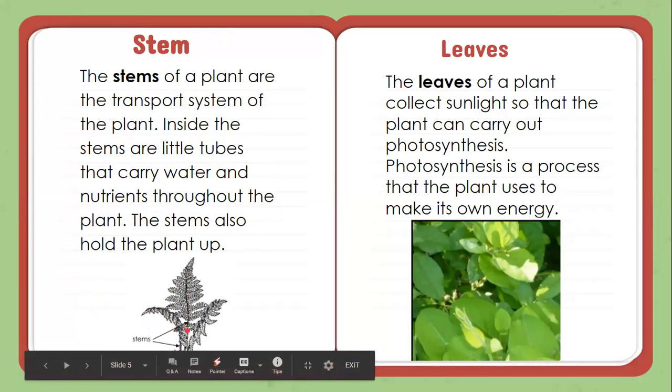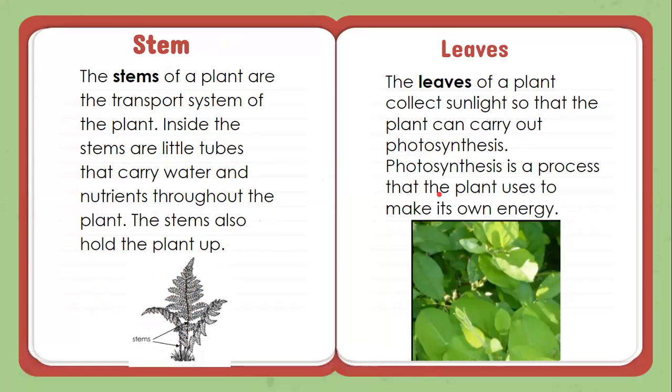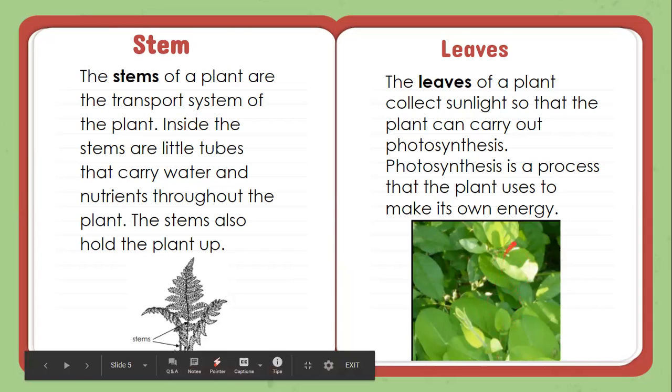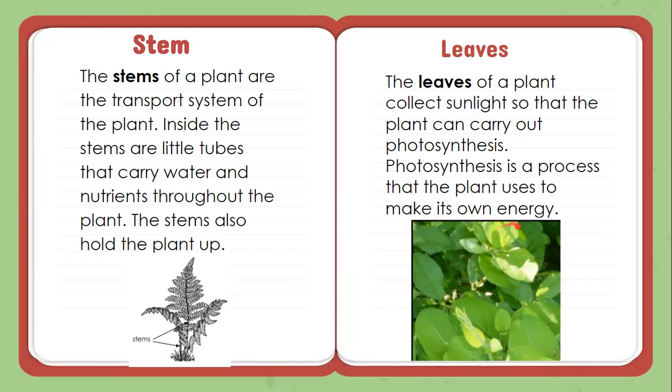Leaves. The leaves of a plant collect sunlight so that the plant can carry out photosynthesis. Photosynthesis is a process that the plant uses to make its own energy. In the picture, you can see some leaves in the sunlight. That's why plants need sunlight, so they can grow and get energy.